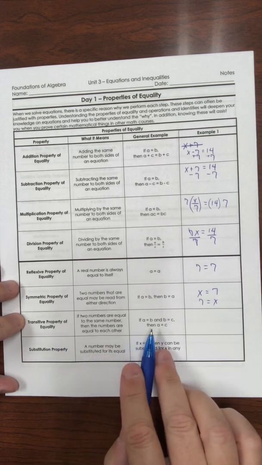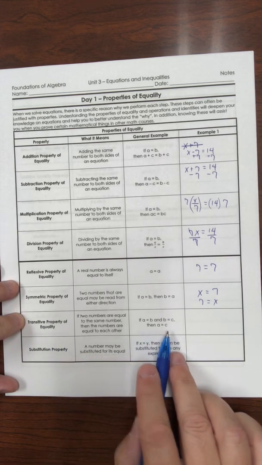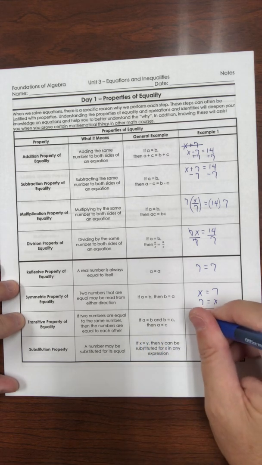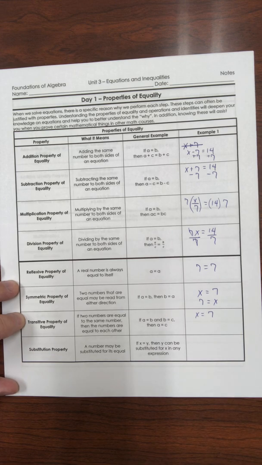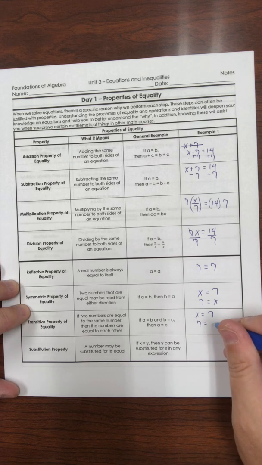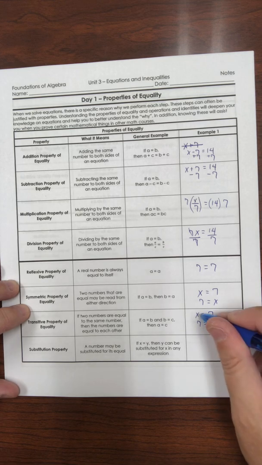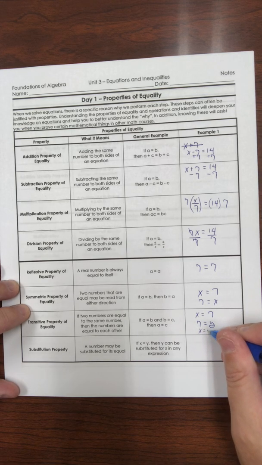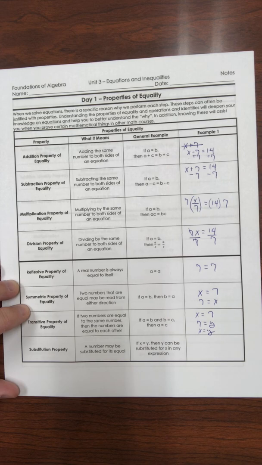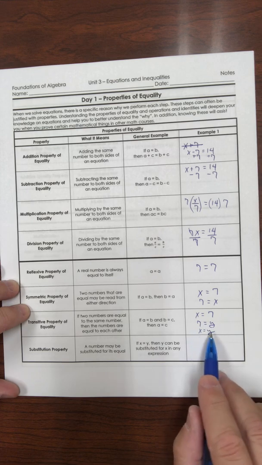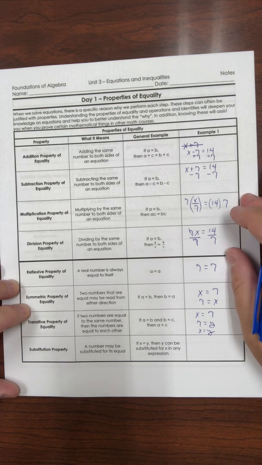Transitive property: if a equals b and b equals c, then a equals c. So basically it's saying if x equals 7, okay, and 7 equals, I'm going to use y, well then these two things have to be equal also, okay? That makes sense? Because if x equals 7 and 7 equals y, or y equals 7, well then x and y have to equal one another also.